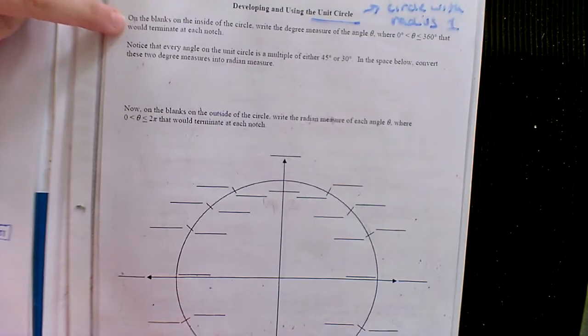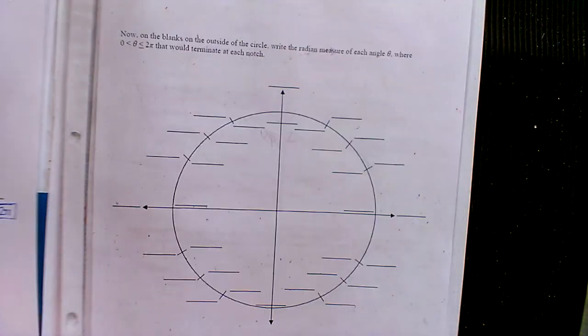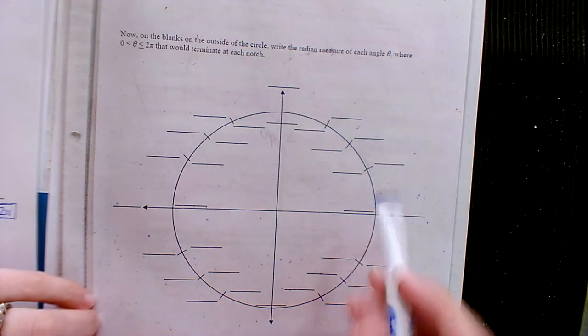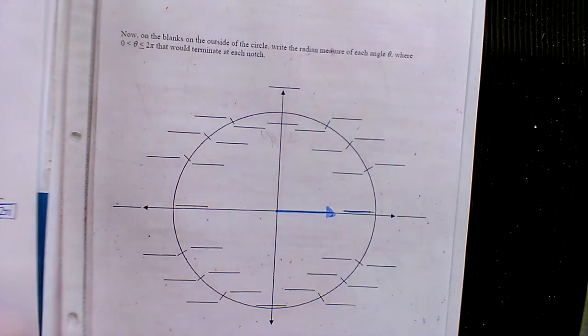On the blanks on the inside of the circle, write the degree measure for theta, some angle measurement, that would terminate at each notch. So let's first start with this first blank on the inside. We always draw in the initial side first, on the right-hand side of that positive x-axis.